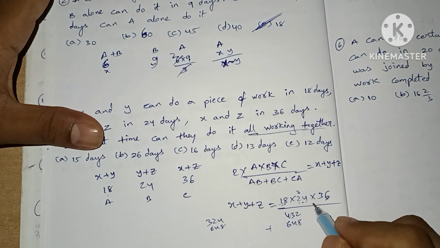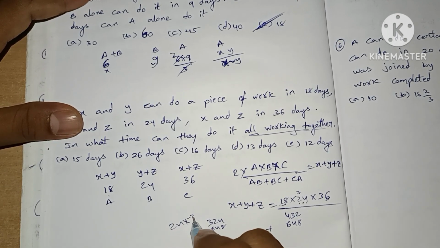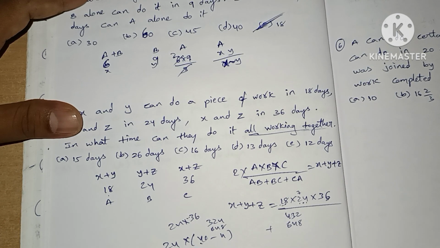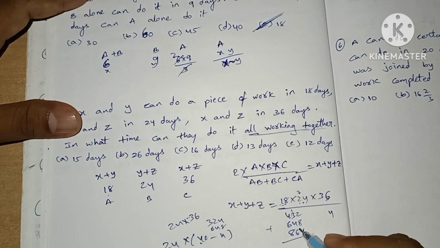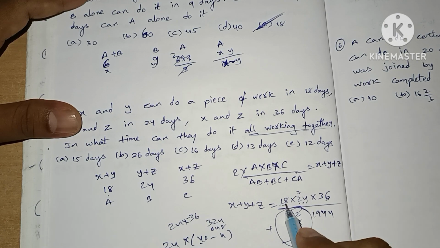24 into 36. We write this as 24 into 40 minus 4, this will be 960 minus 96, which is 864. So the sum of all these we get 1944. So 18 into 24 into 36 divided by 1944.